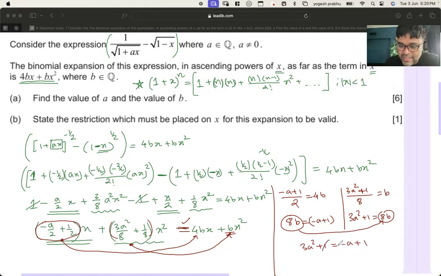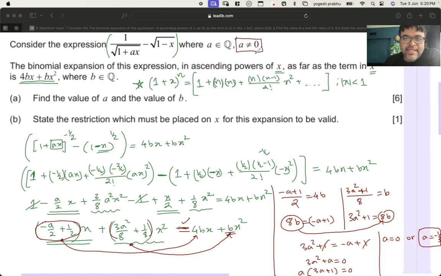Correct? And then you can cancel out 1. And then you get 3a squared plus a is equal to 0. So you can factor out a, you get a times 3a plus 1 is equal to 0. Then that gives you a is equal to 0 or a is equal to negative 1 by 3. So if you see the condition, a can't be 0, right? That's given in the problem. So a is equal to 0 is discarded, and so the value of a is negative 1 over 3. That's the answer for a.